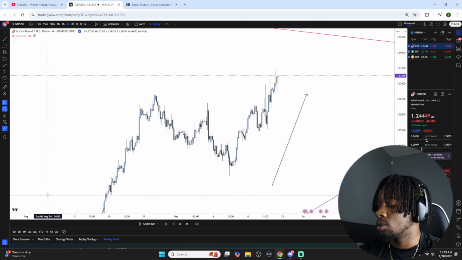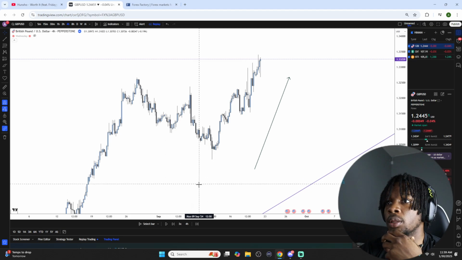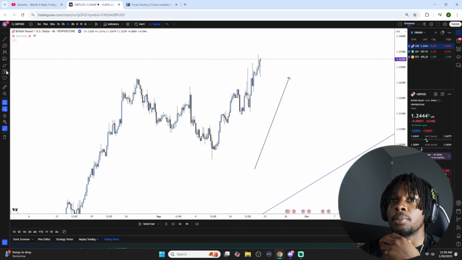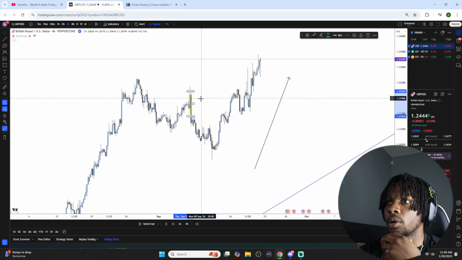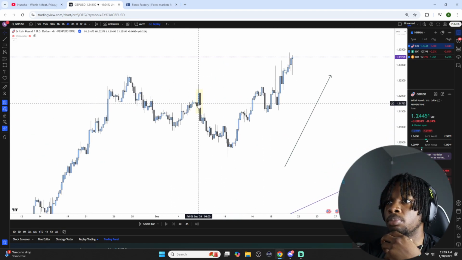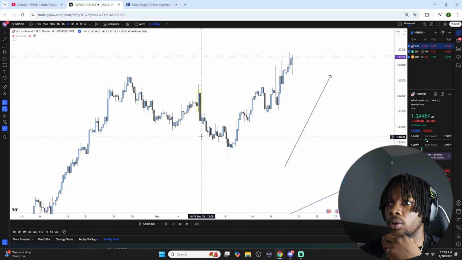Does that make sense? So for example, this is an order block right here. Let me draw order blocks for y'all so y'all have a visual representation of what I mean. So we have an order block right here. This blue candle was the last candle before the market shot down.